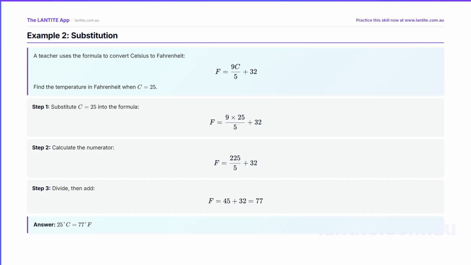Here is a practical substitution example. The Celsius to Fahrenheit formula is F equals 9C over 5 plus 32. We need to find F when C is 25. Substitute 25 for C: 9 times 25 over 5 plus 32. 9 times 25 is 225. 225 divided by 5 is 45. 45 plus 32 is 77. So 25 degrees Celsius is 77 degrees Fahrenheit. This kind of formula substitution appears frequently on the LANTITE.